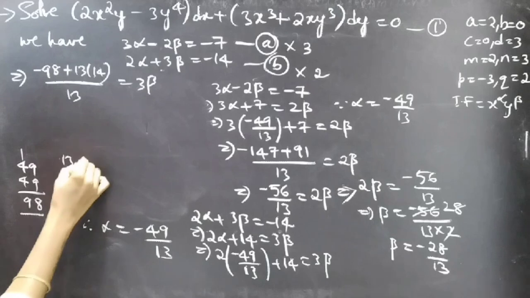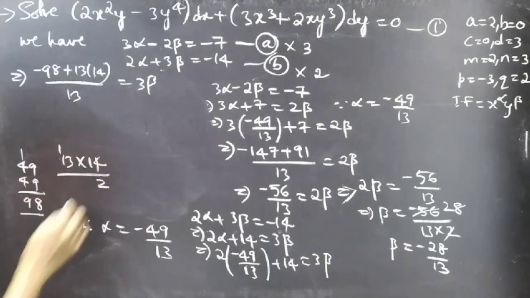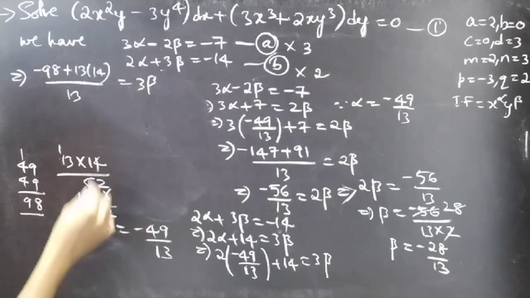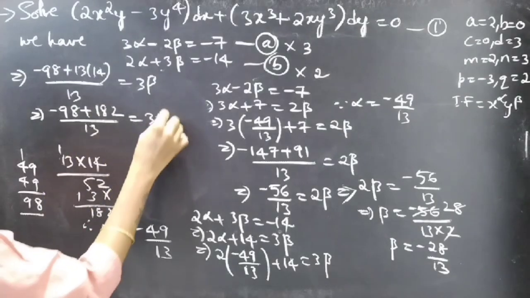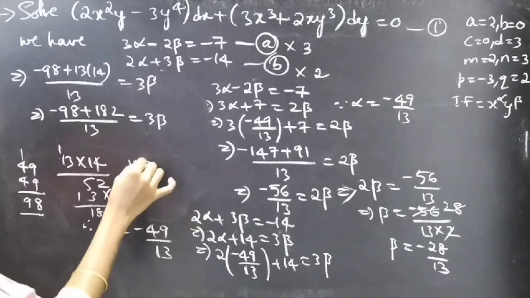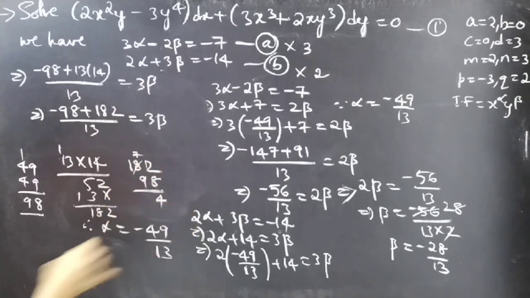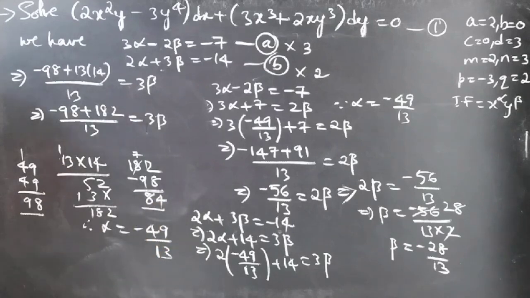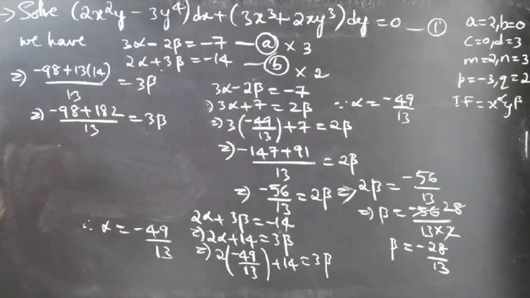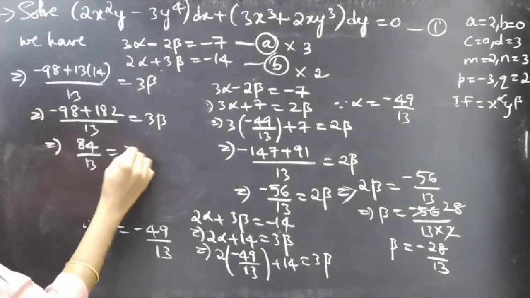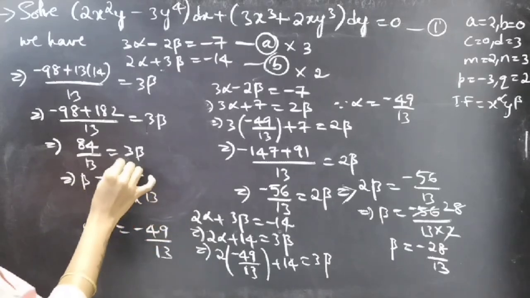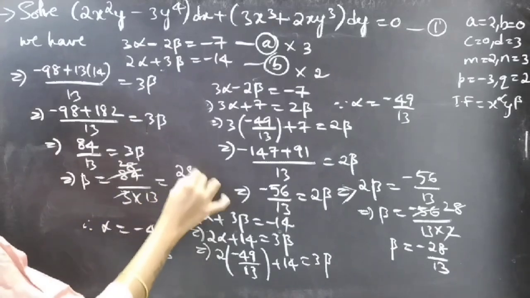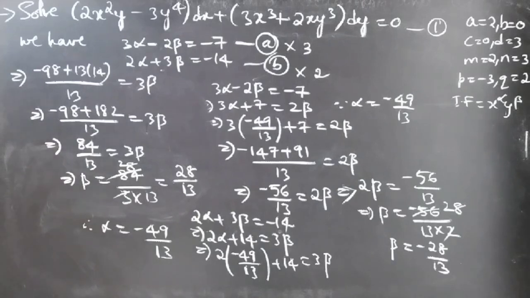So minus 98 plus 182 by 13 equal to 3 beta. 182 minus 98 gives 84 by 13 equal to 3 beta, or we can write this as beta equal to 84 by 3 into 13. 3 twos are 6, 3 eights are 24, which gives us 28 by 13. Okay.